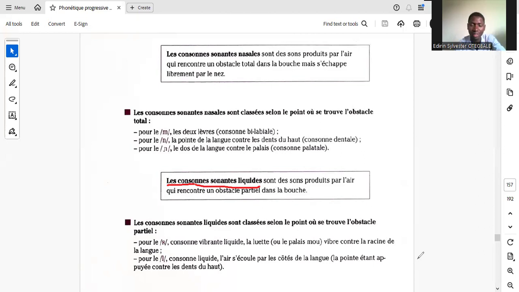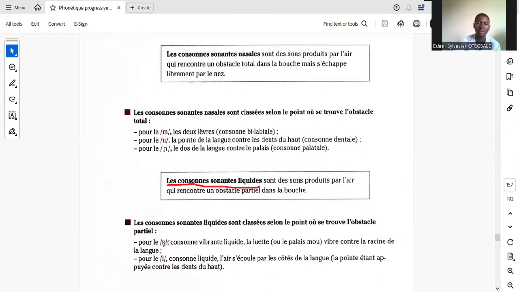Contrary to the nasals, which are sonantes, these sonantes liquides are close to constrictives. The air is not totally blocked. The air is partially blocked in the mouth. C'est-à-dire, l'air rencontre un obstacle partiel dans la bouche. Les consonnes sonores liquides sont classées selon le point où on trouve l'obstacle partiel.